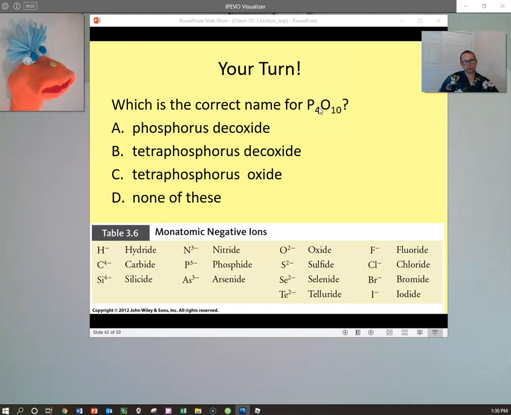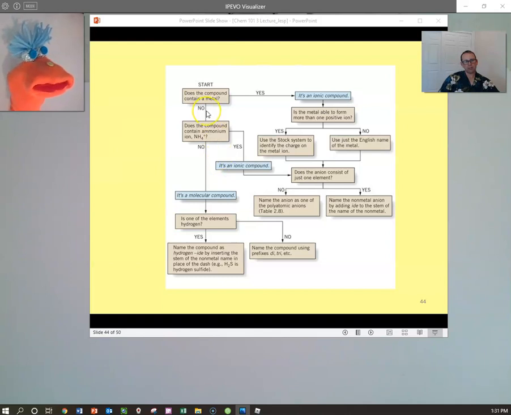That was tetra, and 10 is deca. Tetraphosphorus decaoxide. So B. Very good. All right. Now this is a little flow chart that might be helpful for naming compounds. I don't find it terribly helpful, but it's in the book, and it's interesting to look at maybe once or twice in your life, and then you can pretty much get it in your mind easily enough.